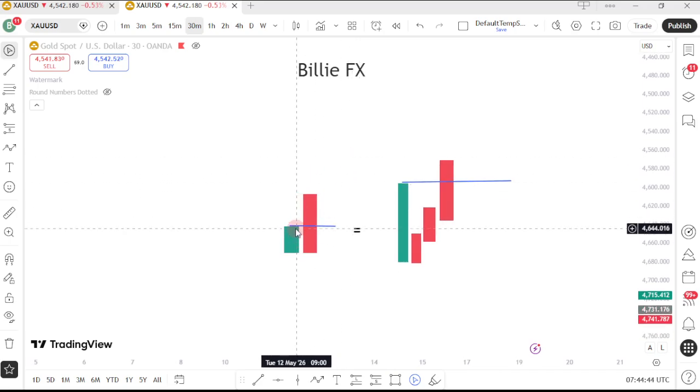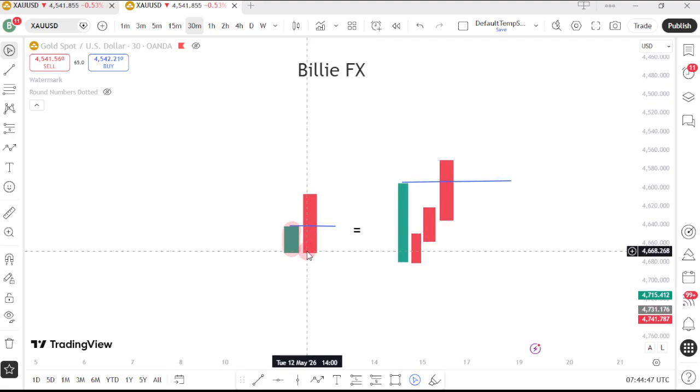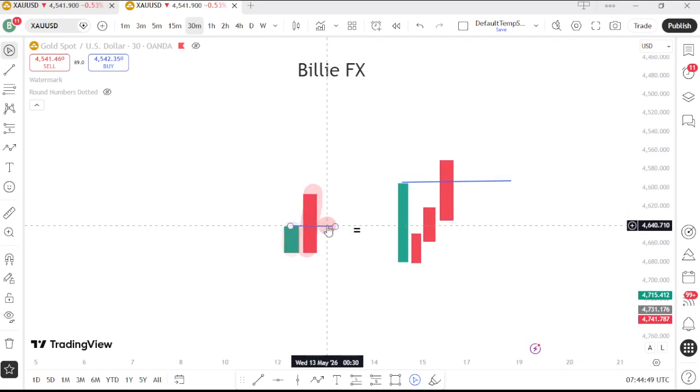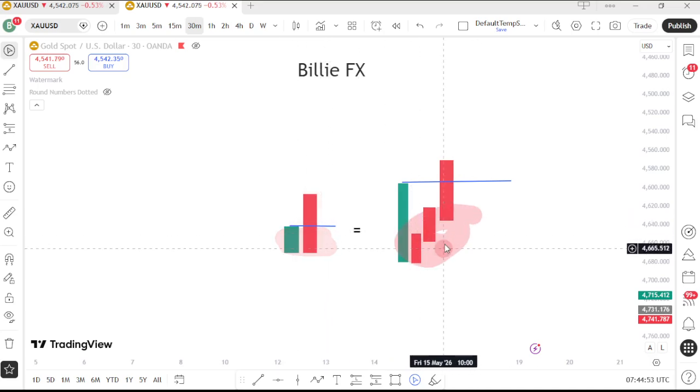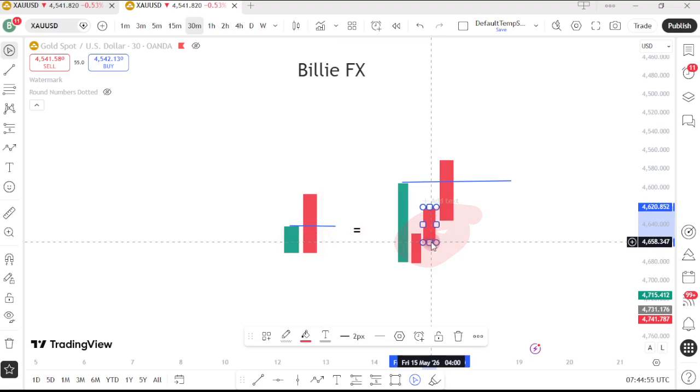So in this case, we are going to have a bearish candle here, and this big red candle is going to be a bullish candle. So here we are going to have our demand zone here. Here we are going to have our demand zone over here.